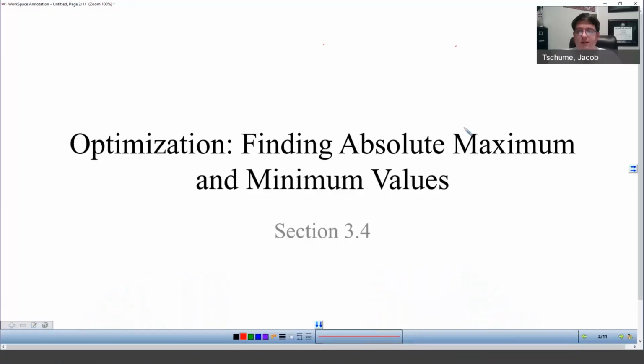All right, in this video, we are going to move into section 3.4, our first of two sections on the idea of optimization. In this section, we're going to focus on optimization in the way of finding absolute maximum and minimum values. So if you remember from sections 3.1 and 3.2 videos, we talked about how to find relative extrema, so like relative max and mins. Today, we're going to do one extra little step, and it's actually an easier step, to be able to find what absolute maximum and minimum values are.